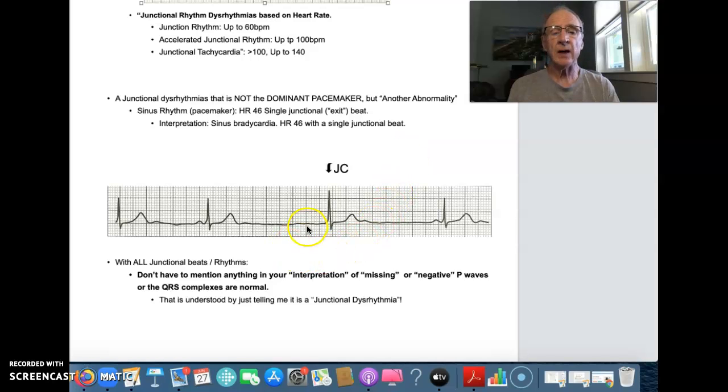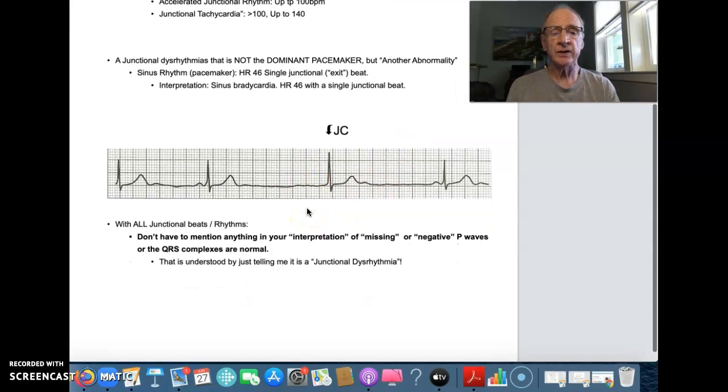Again, when you're talking about junctional dysrhythmias, in your interpretation, you don't have to mention that the junctional beat is absent a P wave. You don't have to mention that the QRS is normal. If you call this a junctional single beat, by definition, I know that there's no P wave, or perhaps the P wave is inverted, but it doesn't matter. It's just understood by placing that in the junctional dysrhythmia category.